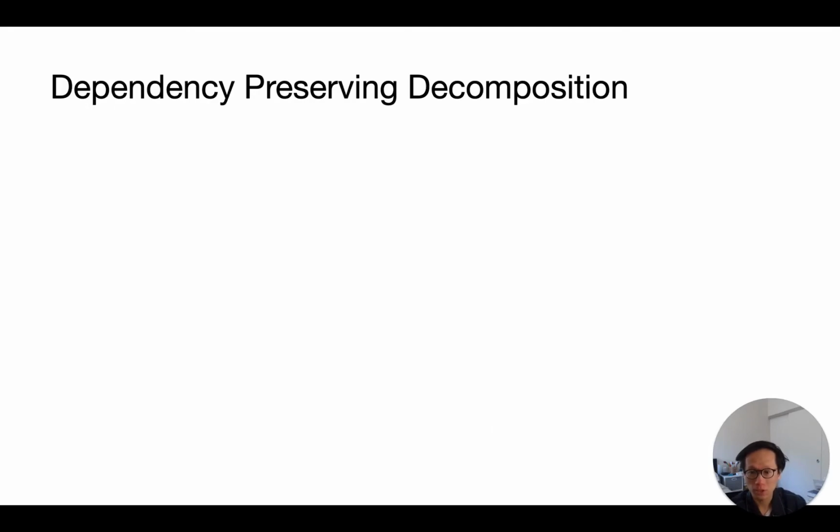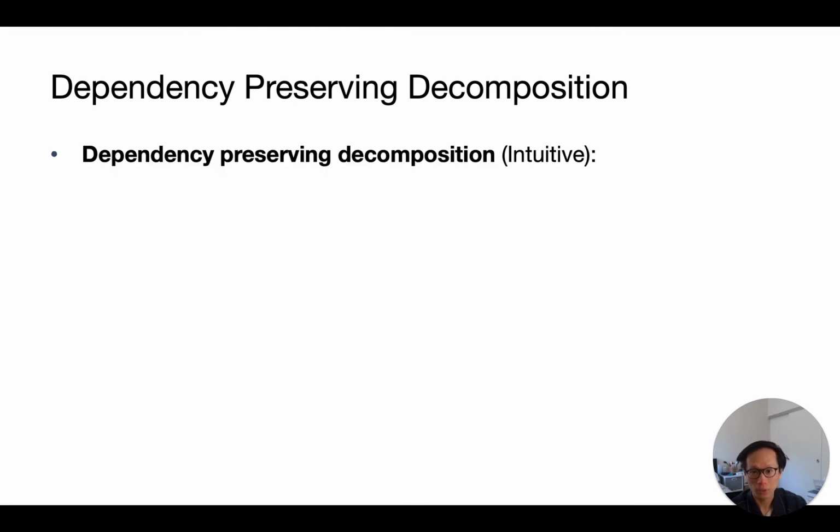We saw in the previous example that even lossless joins can lead to trouble because we might end up with decompositions that are not what we will call dependency preserving. So let's start with an intuition for what dependency preservation means. And then we'll add some formalism to define it crisply. So, intuitively, a dependency preserving decomposition means the following is true.